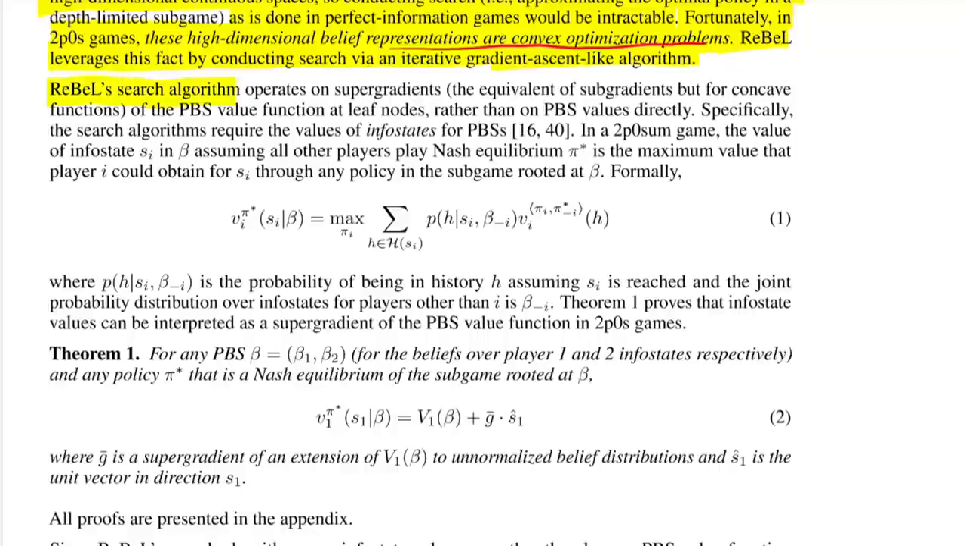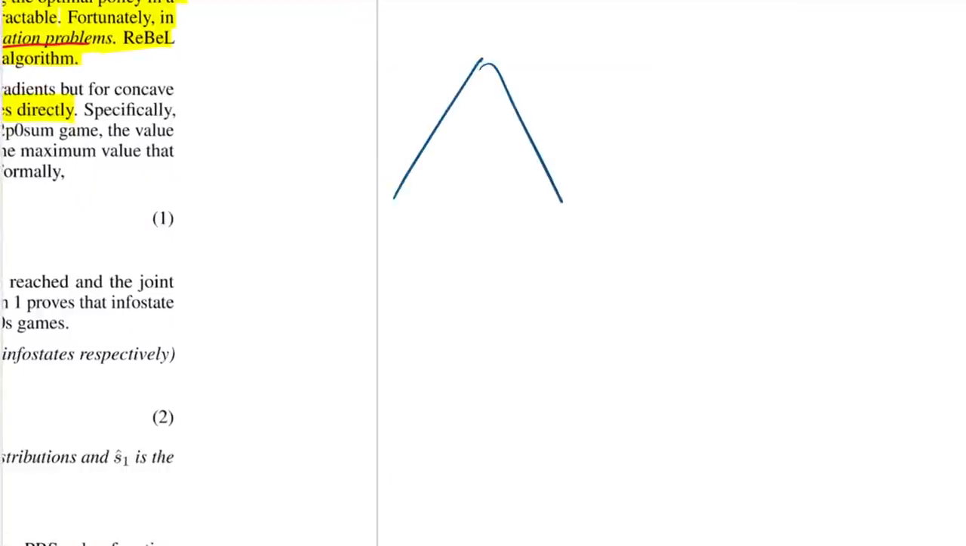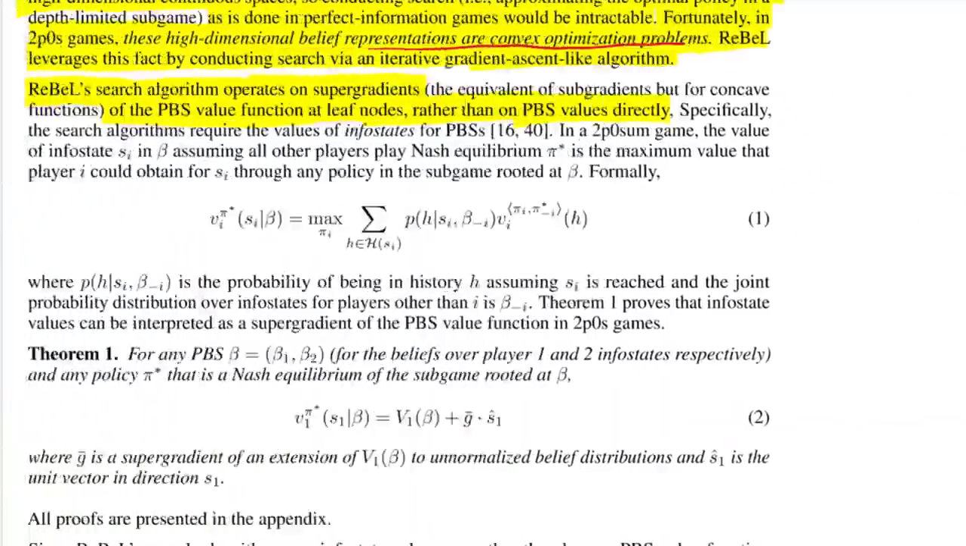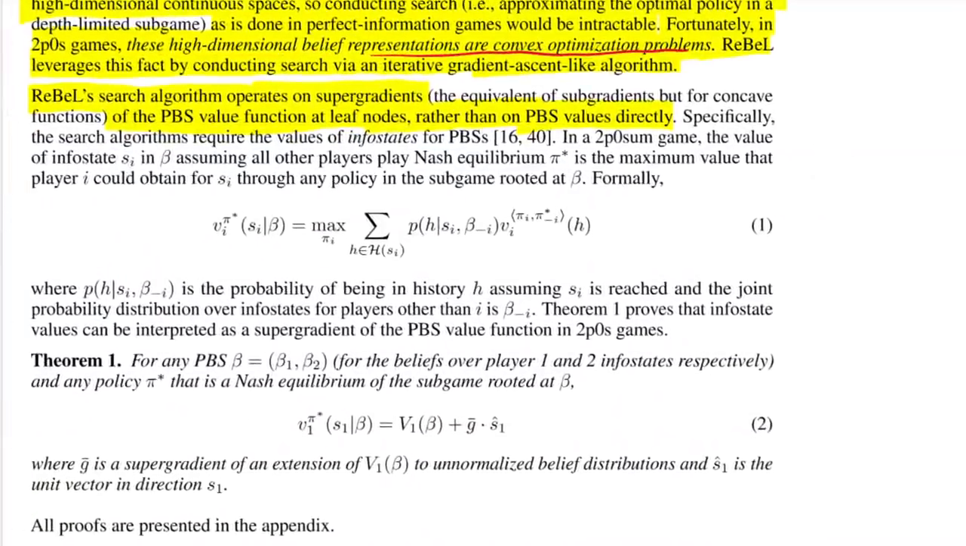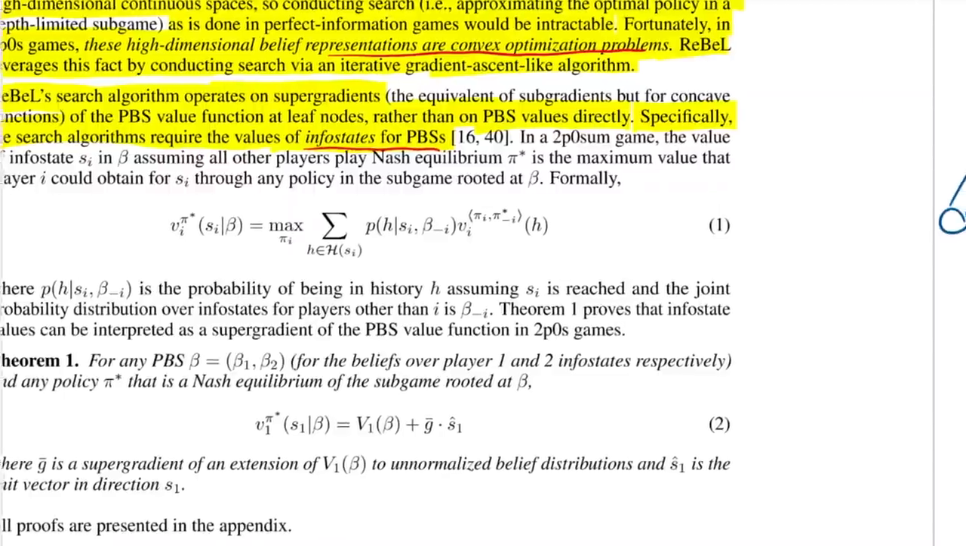So they say ReBeL's search algorithm operates on supergradients of the PBS value function at the leaf nodes rather than on PBS values directly. So this is the first indication. We want to construct this search tree, and at the leaf nodes we need value functions, right? Like in AlphaZero. Now, since we operate on public belief states, we would need value functions of public belief states. However, ReBeL finds a way to not do that. Specifically, the search algorithms require the values of info states for PBSs. Okay? So they find a way to connect the values of info states to the values of public belief states.